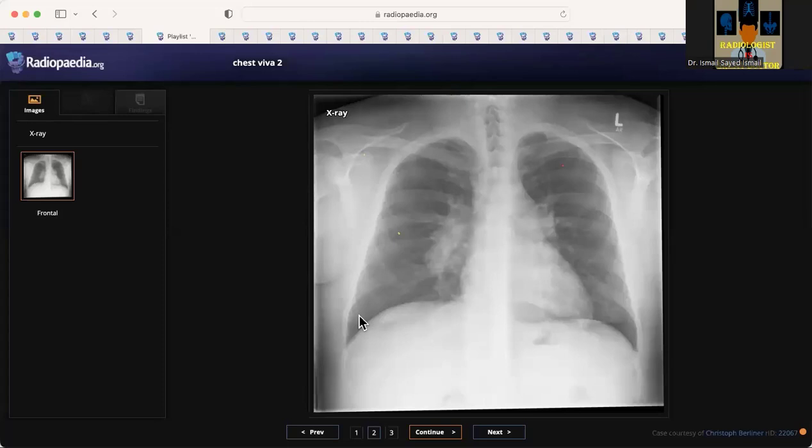Yeah, so well done. So that's a case of sarcoidosis, and the giveaway is the bilateral symmetrical hilar lymphadenopathy. So do you know how we can diagnose sarcoidosis? Yeah, usually this is referred to the pulmonologist, and they go for a bronchoscopy or an endobronchial ultrasound and then biopsy of the lymph node.